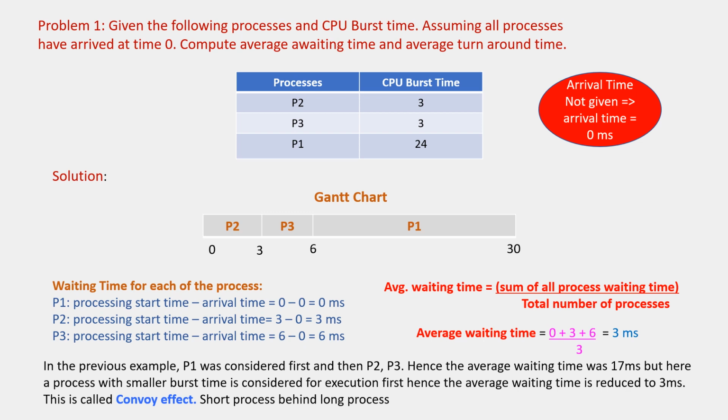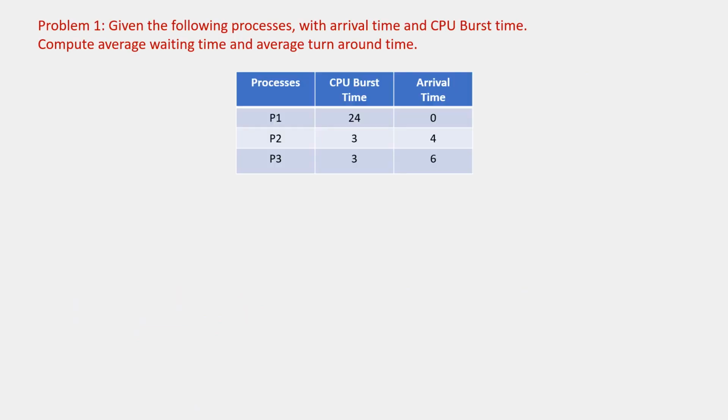Hence this effect is called the Convoy effect. The Convoy effect is an effect where a short process is kept behind long processes. So this is what will cause the average waiting time for all processes to increase. So if you have a proper mix between processes of IO burst and CPU burst, you can have a lesser or minimized average waiting time. Similarly, you can have the turnaround time also reduced.